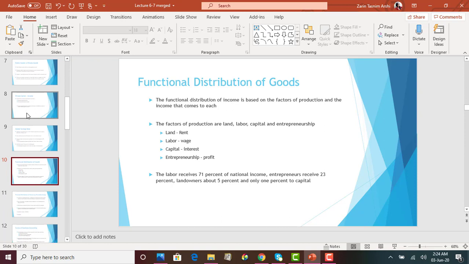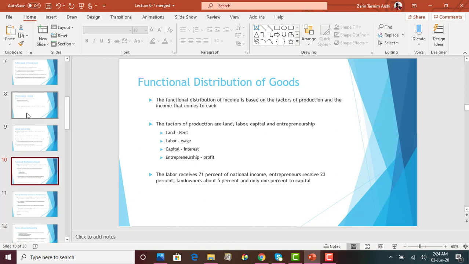On the other hand, we have the functional distribution of income. Functional distribution of income is based on the factors of production and the income that comes to each. Again, the 4 factors of production are land, labor, capital, and entrepreneurship. So in the US economy, how much income comes to landowners? How much income comes to the laborers? How much income comes to the capital holders? And how much income comes to the entrepreneurs? So basically this is based on the factors of production and how much each of these factors earns.